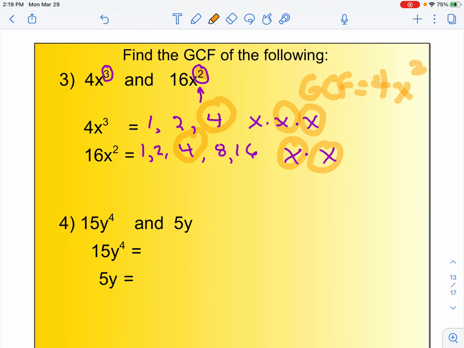So I'm going to let you try the next one on your own, and then check the notes for more information and to see if you got it correct.